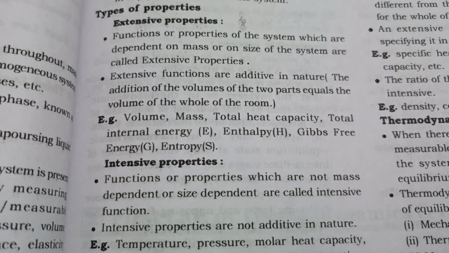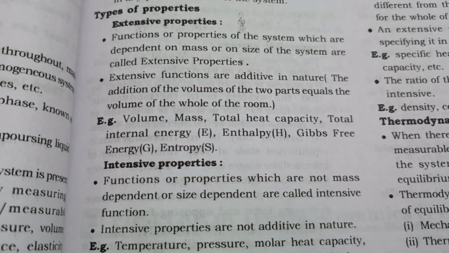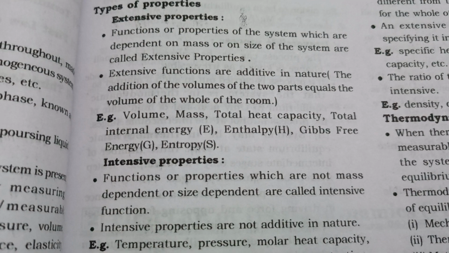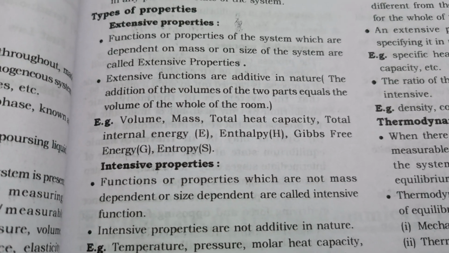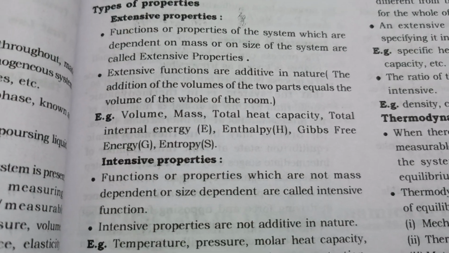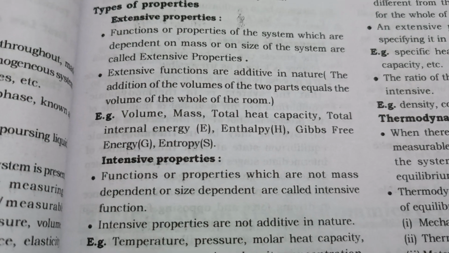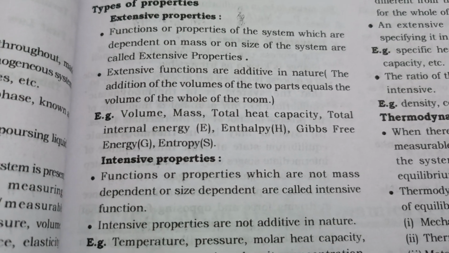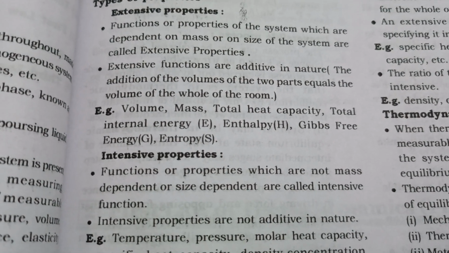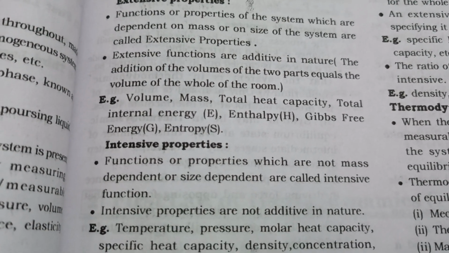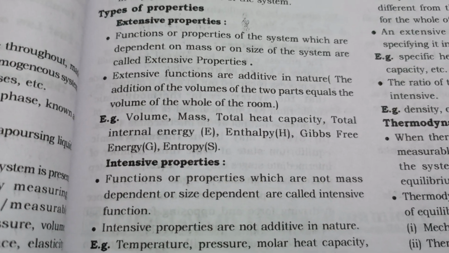Extensive properties are additive in nature, so their value changes. Extensive properties are additive in nature. Addition of the volume of two parts equals the volume of the whole of the room. Volume, mass, heat capacity, total internal energy, enthalpy, Gibbs free energy, entropy. These are extensive properties.